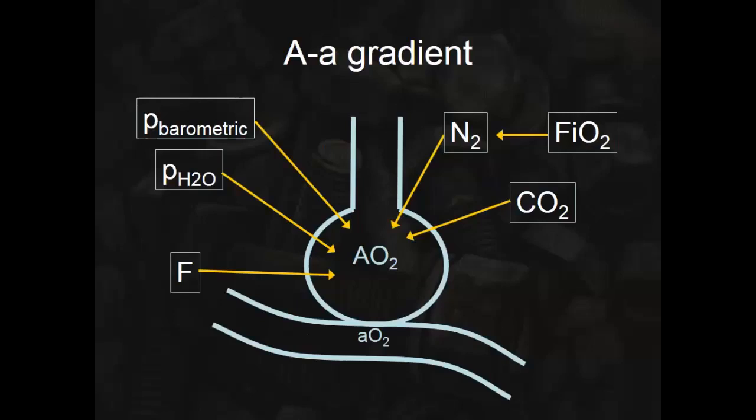Hypothermic people have less water vapor in their alveolus, but febrile people have more water vapor. However, our survival range of temperature doesn't make that an important number. But you have to remember that this plays a part in it. Nitrogen matters, CO2 doesn't matter.